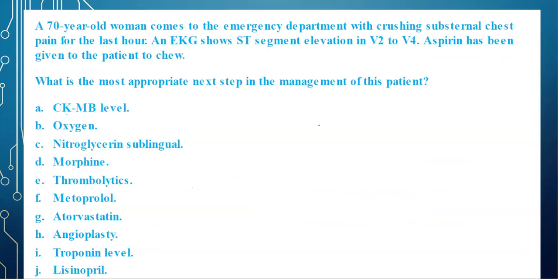Have a look at this question. Same patient, 70-year-old woman having crushing chest pain, ST elevation, but you have given aspirin to this patient. Then what will you do? So your CKMB, oxygen, nitroglycerin, morphine, thrombolytics, metoprolol, atorvastatin, angioplasty, troponin, lisinopril.